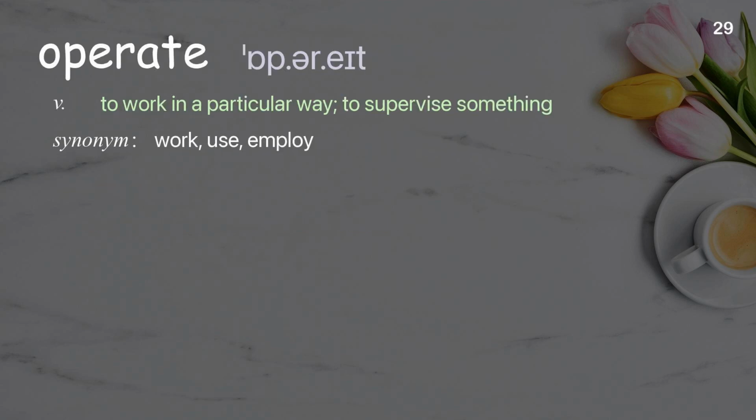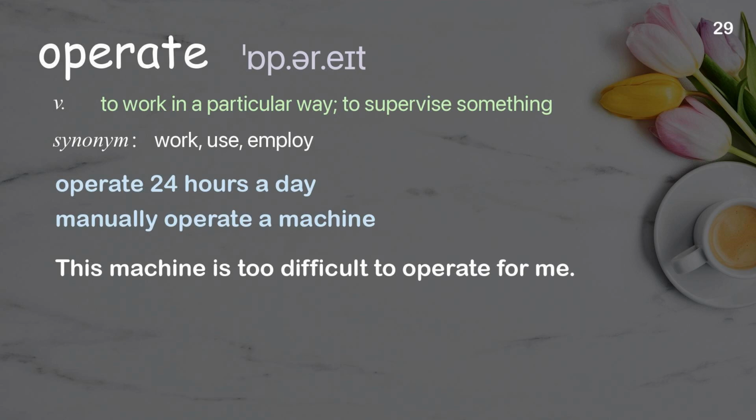Operate: to work in a particular way, to supervise something. Examples: operate 24 hours a day. Manually operate a machine. This machine is too difficult to operate for me.